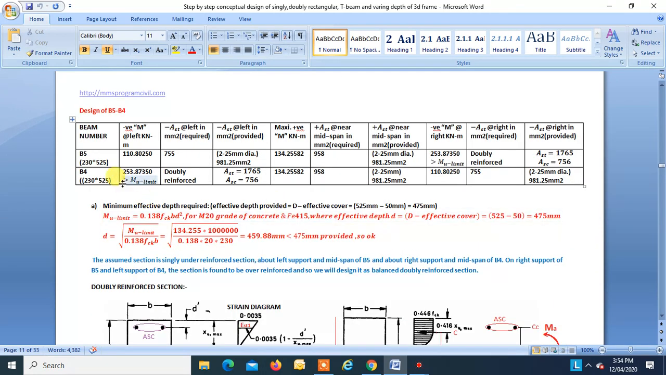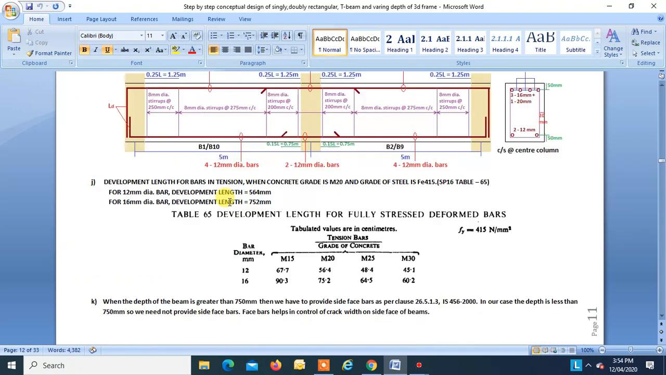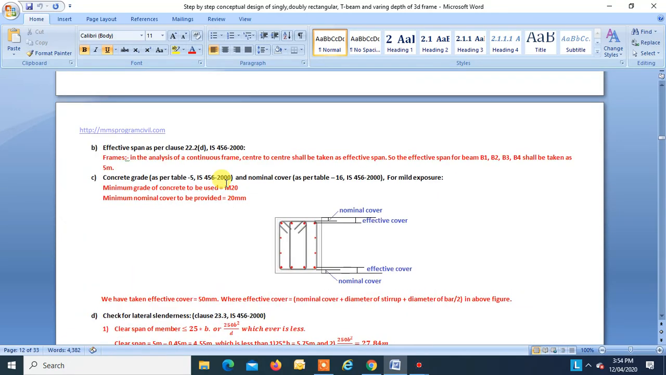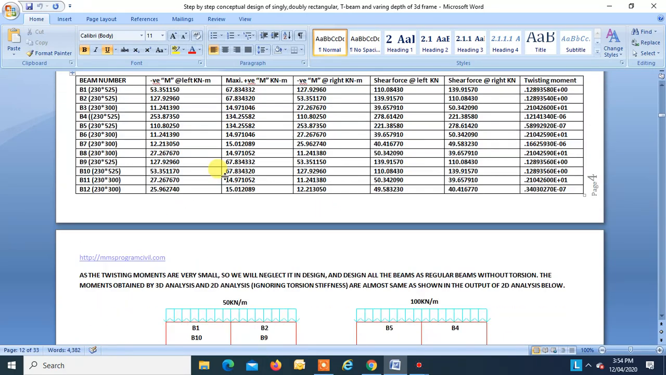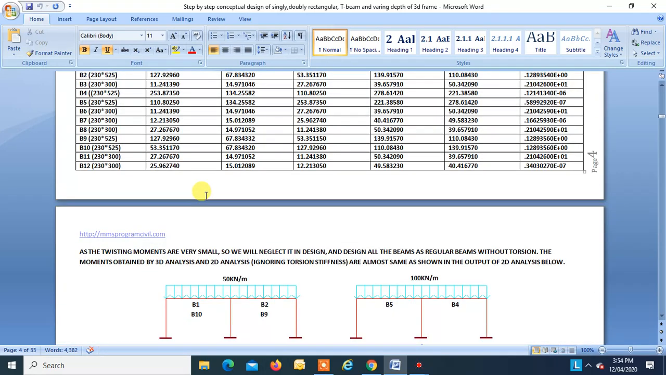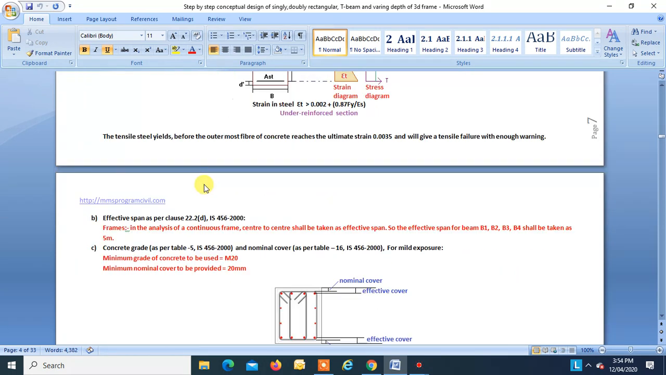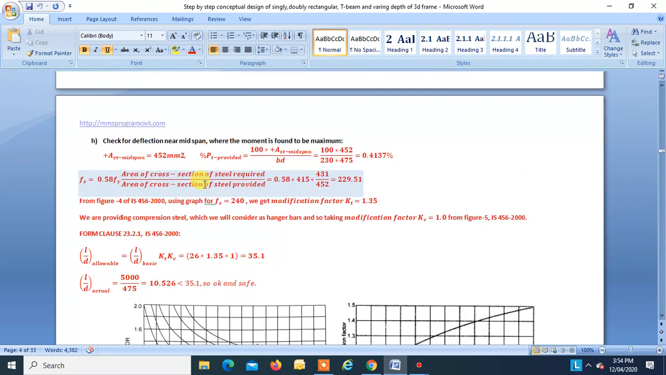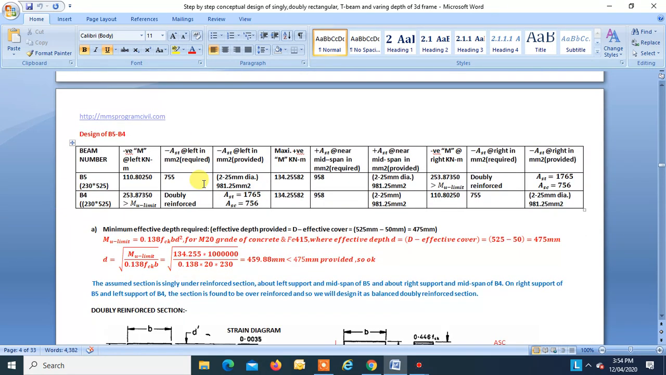Okay, now let us take another beam, that is B5 and B4. Okay, this is B5 and this is B4. Now we are doing the design of this continuous beam. So all the steps remain the same. But over here we can see these are the beam numbers and their sizes. This is the moment at left, this is the moment at mid span, and this is the moment at right hand support.